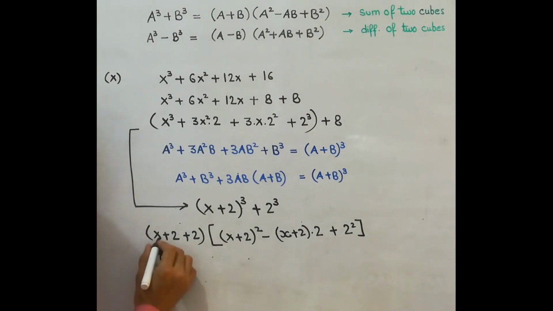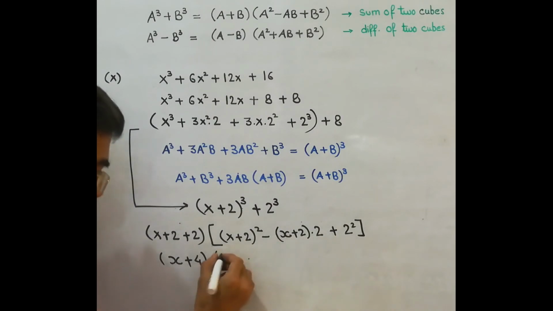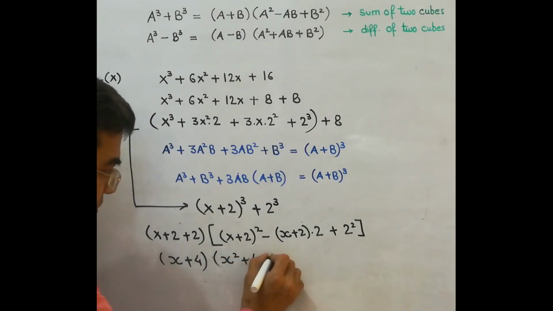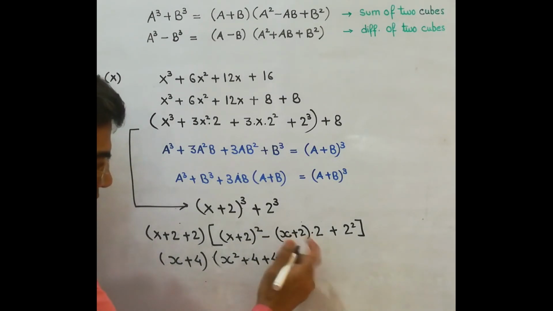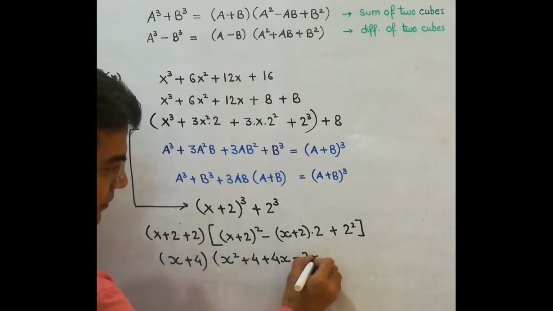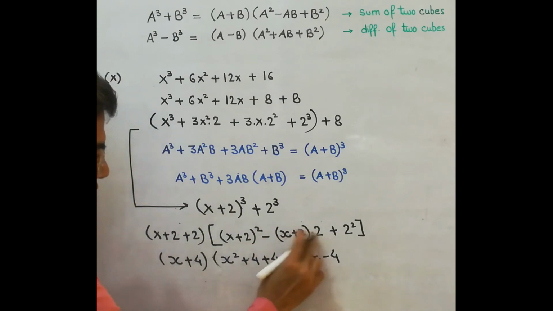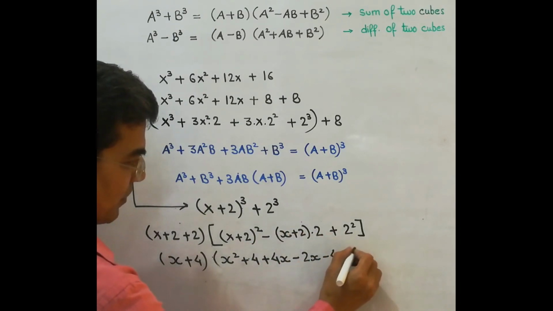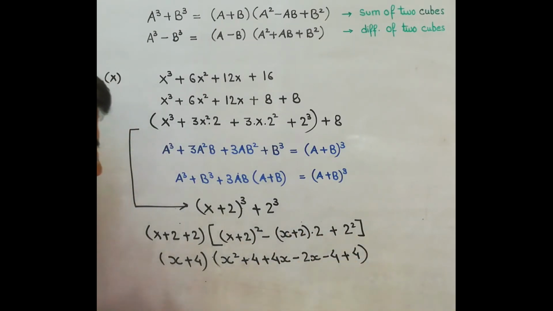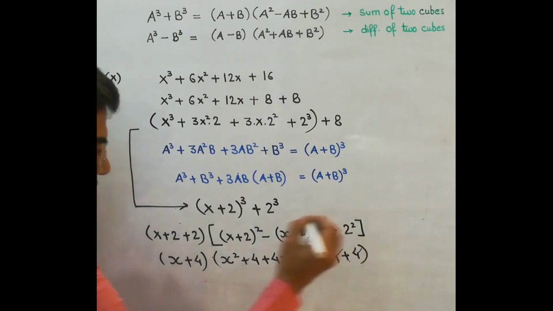In the first bracket, you are getting x plus 4. Now open the brackets here. x square plus 4 plus 4x. You open this bracket. Minus 2x minus 4 and then plus 4. Minus 4 plus 4 will cancel out.